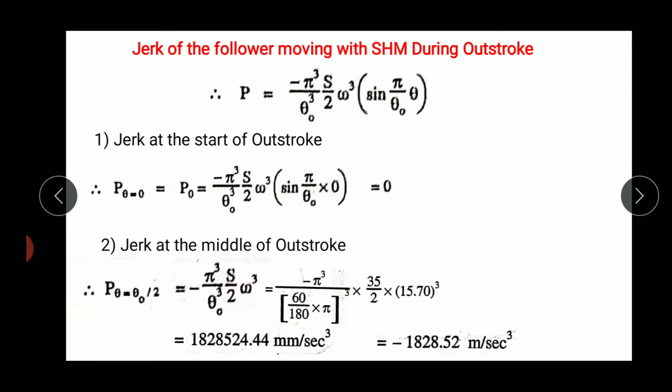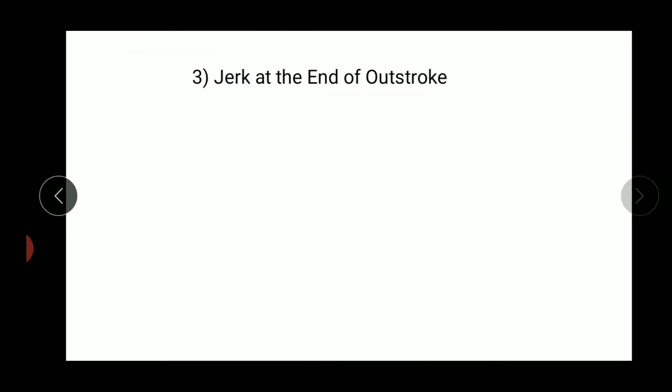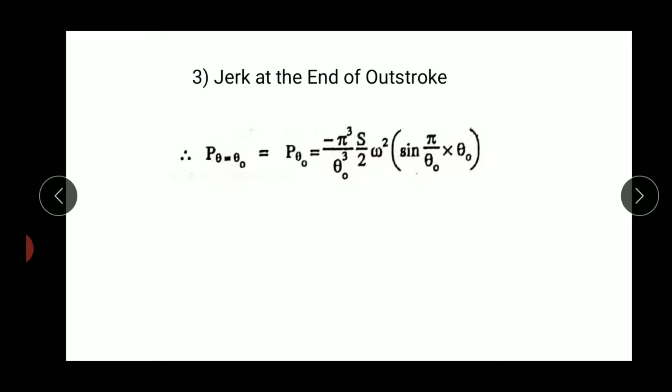Now jerk at the end of outstroke. So at the end of outstroke, that is when theta equals theta o, put theta equal to theta o over here. Theta o will get cancelled. What will remain is sin pi. As sin pi is 0, the entire term will become 0.